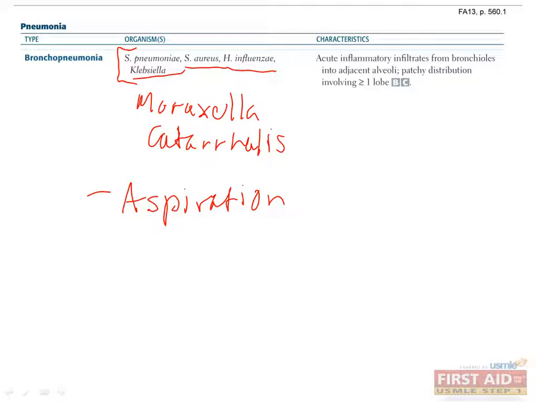Since it's aspiration, you'll probably see gram-positive or gram-negative anaerobes from the mouth. The pneumonia will also be located in the more dependent segments of the lung. Then there's ventilator-associated pneumonia, or VAP, which is something we often see in intubated patients. This is a bronchopneumonia frequently caused by staph, as I mentioned, and also Pseudomonas aeruginosa.